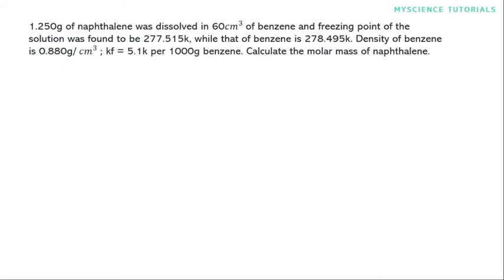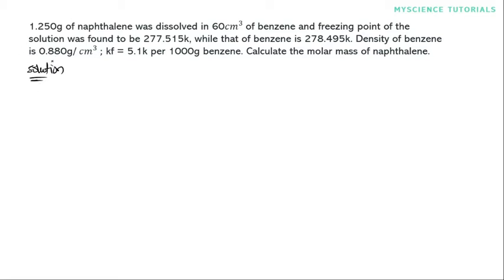Example number 2. So we have 1.250 gram of naphthalene was dissolved in 60 cm³ of benzene, and the freezing point of the solution was found to be 277.515 Kelvin, while that of benzene is 278.495 Kelvin. Density of benzene is 0.880 gram per cm³. Kf is equal to 5.1 Kelvin per 1000 gram of benzene. So we have to calculate the molar mass of naphthalene. So let's write down our solution and look at the parameters that we have.